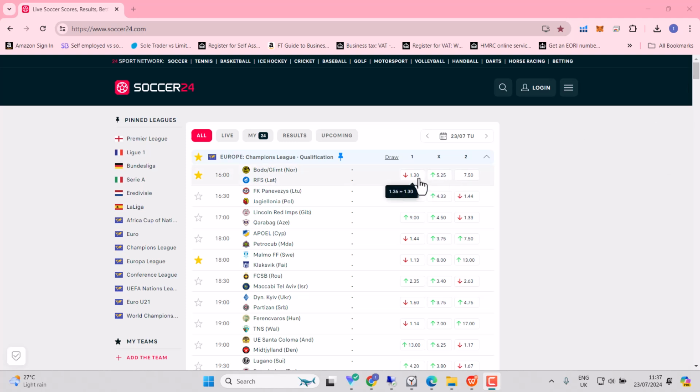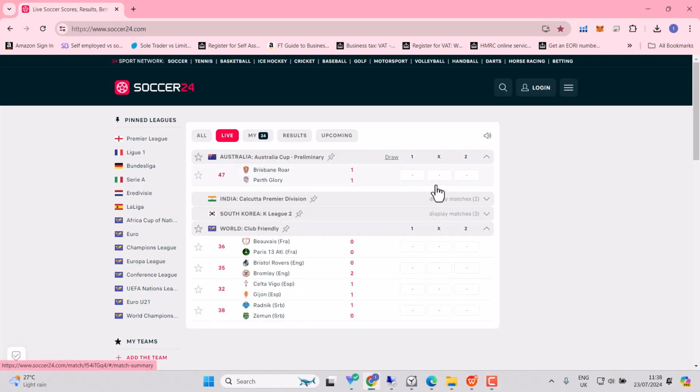You've got the pre-match odds, which you need. Let's say, for example, RFS score first. You'll know that the underdog have scored first and there's a possible angle in. These odds will always be available to you. As you can see, let's have a look at the lives. Well, these are Australian football, so they don't have the odds here.